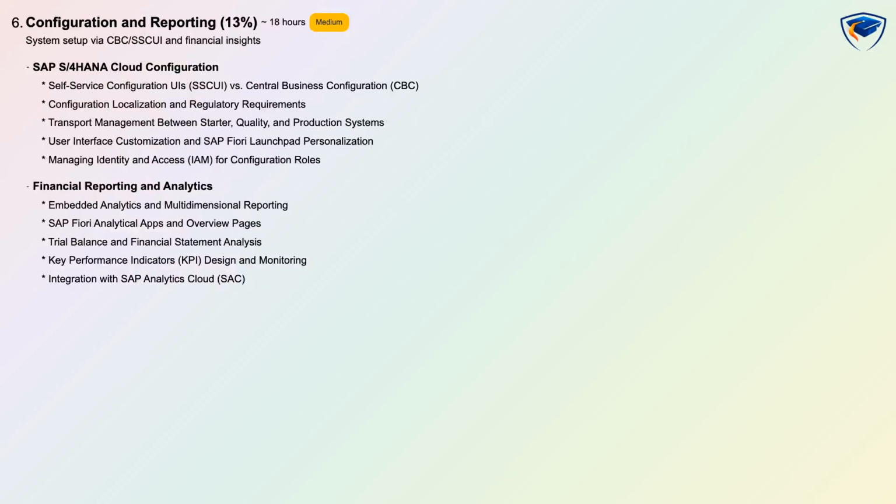Configuration and reporting is worth 13% and focuses on system setup via CBC and SSC UI plus financial insights. This domain is medium difficulty with about 18 hours of study and hands-on plus conceptual assessments.